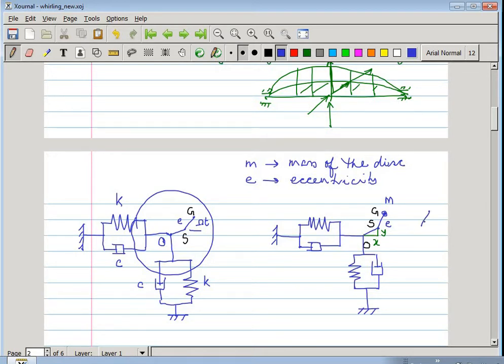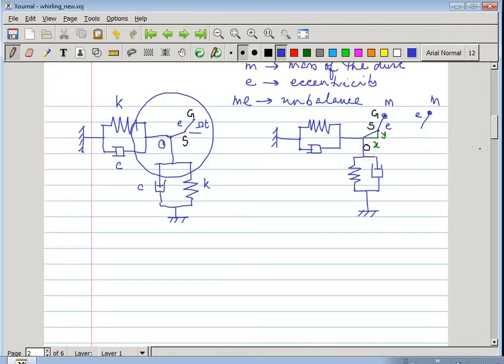So you can draw this like this: M at E, and the product ME is called the unbalance. So please remember, the product ME is called the unbalance. Now we are in a position to actually write down the governing equation.